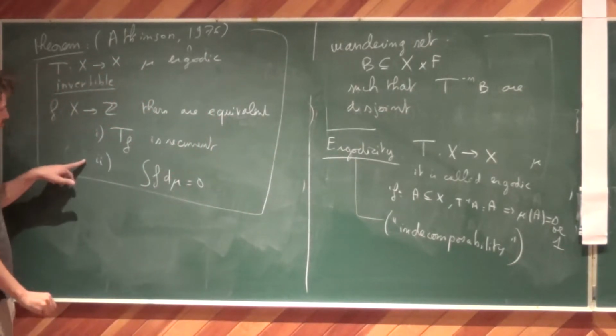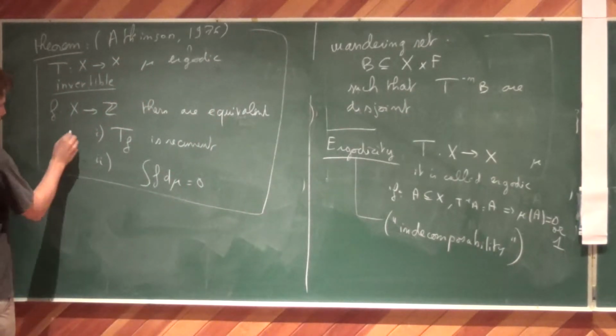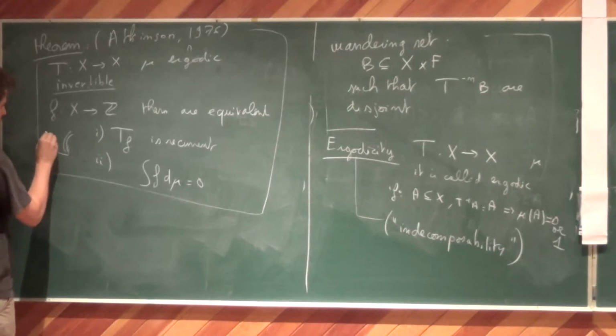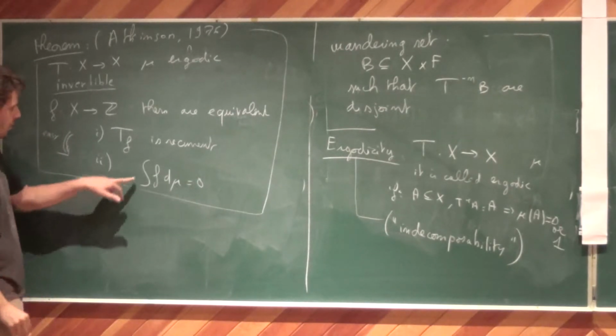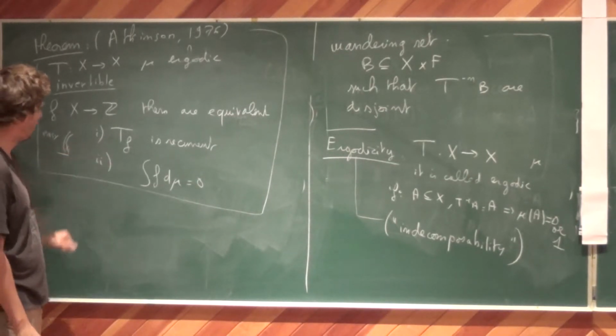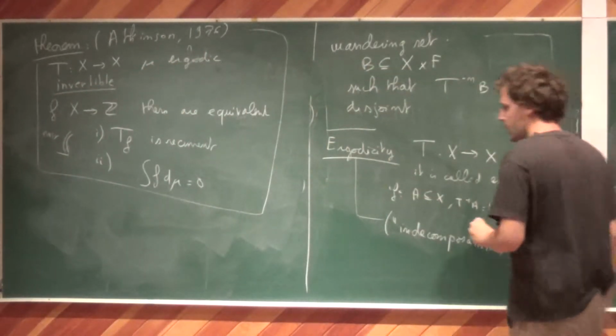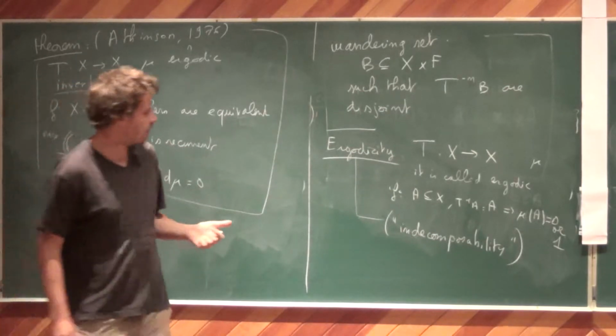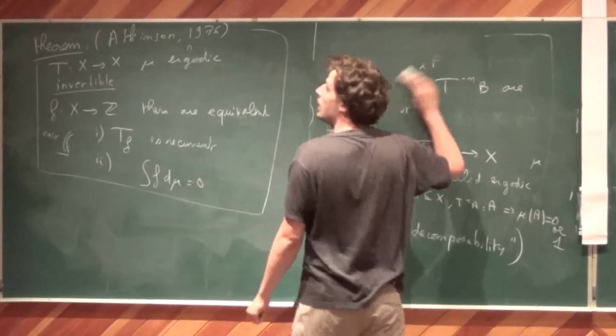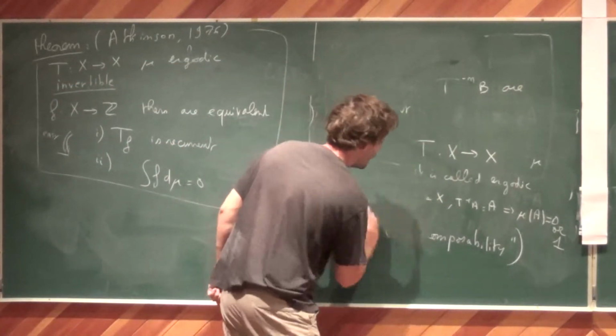There is one direction which is easy, which is this one. And the other one is not. But it's not that hard, and you can even look at the paper of Atkinson, the proof is one page long, so it's manageable. I plan to do it, but I have no time.